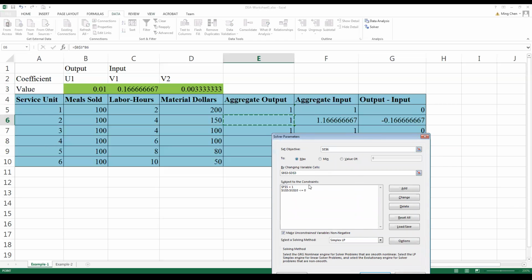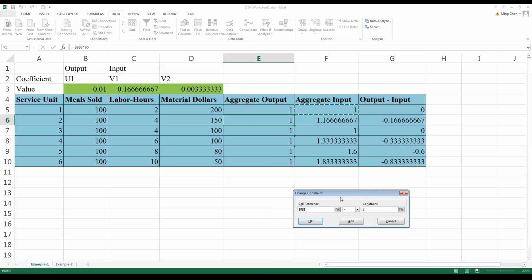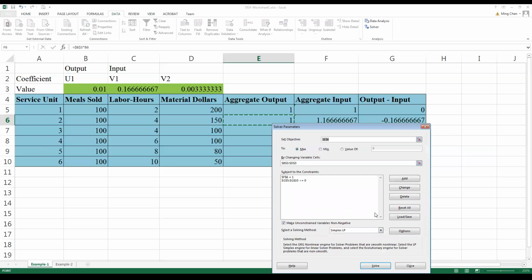And also one of the constraints will be different. It was F5 equal to 1. We have to change it. Because we want to assess service unit 2, I'm going to make the aggregate input for service unit 2 a 1. So instead of F5, I choose F6 because F6 is aggregate input for service unit 2. Make it a 1. Click OK. So make sure you change the 2 things. Objective will be different, and one constraint will be different because now we're assessing service unit 2.